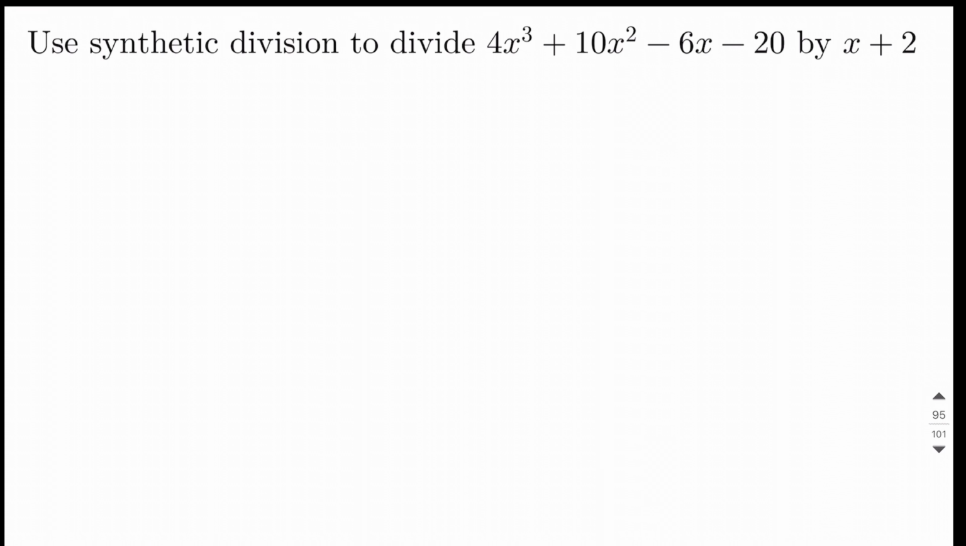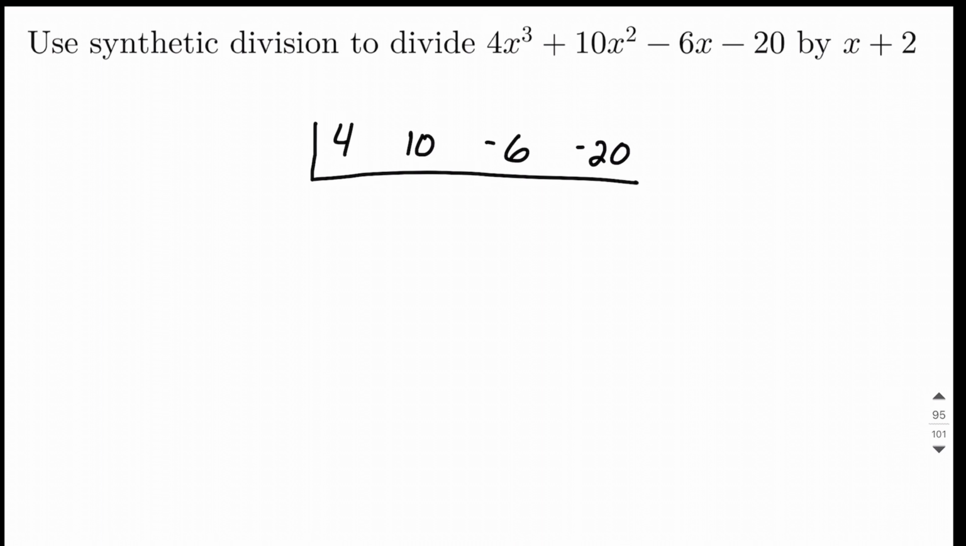All right, so some things to take note of as we look through this. We're going to use synthetic division. We don't happen to have any missing powers of x, right? We have x to the third, x to the second, x to the first, and then a nice constant term at the end here. So we don't have to put any placeholders in. So first, let's go ahead and list out those coefficients. So 4, positive 10, negative 6, and negative 20.